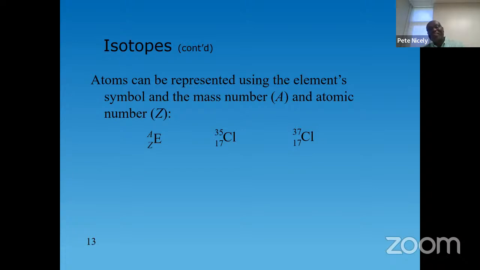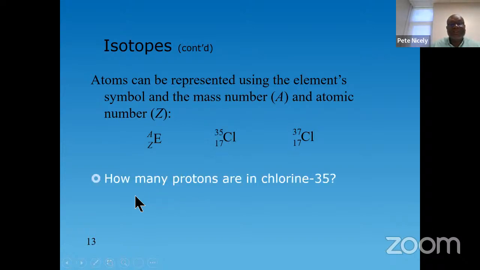You should be able to identify the number of protons, which is the same as the atomic number. You should be able to identify the mass number, which is the 35. And you should also be able to determine the number of neutrons, because the number of neutrons would be, as we said before, the difference between the mass number and the atomic number, all right? So based on what we have seen here, we should be able to answer some of these questions.